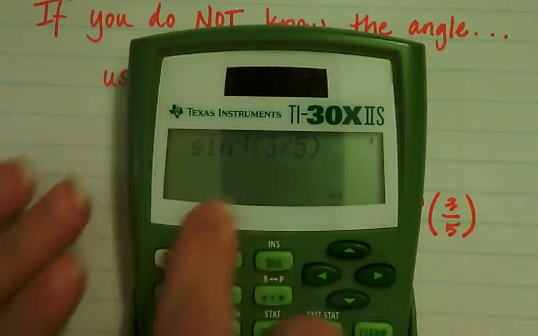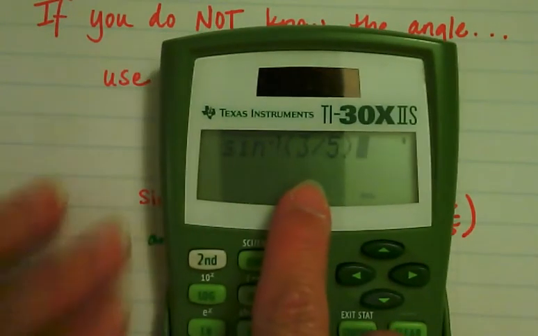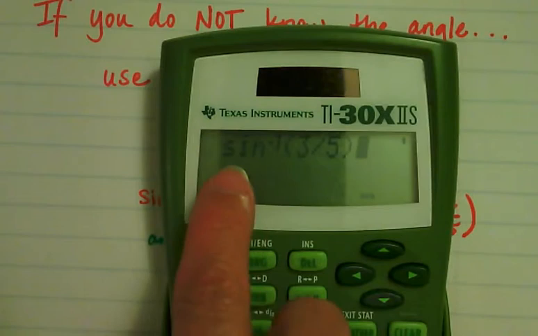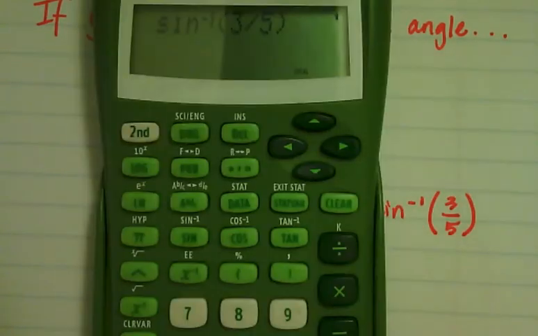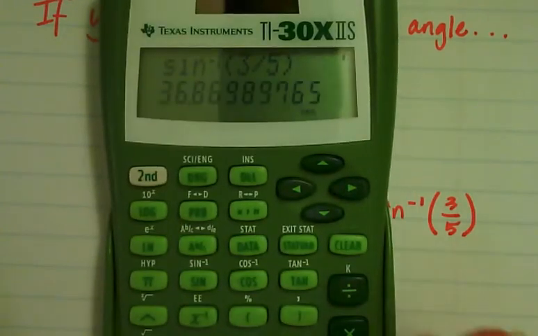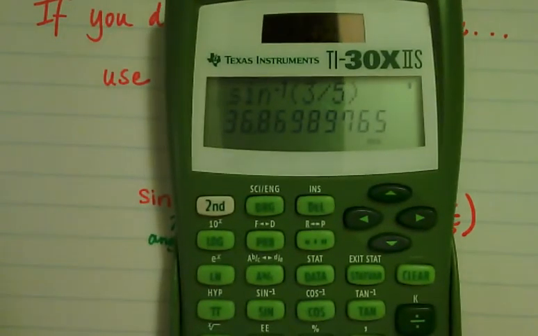Again, this time I don't know what the angle is, so I'm using the inverse sine because I'm going backwards. And when we press enter, this tells me that the angle is almost 37 degrees, 36.86 and so on.